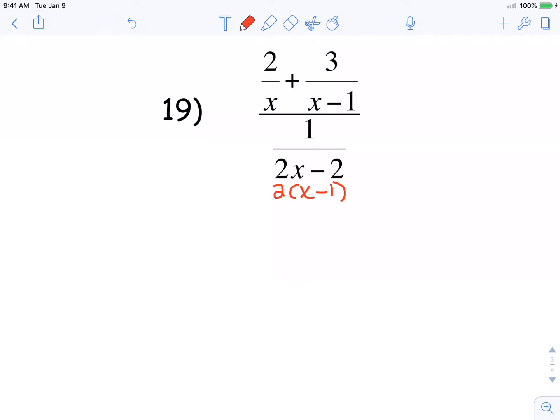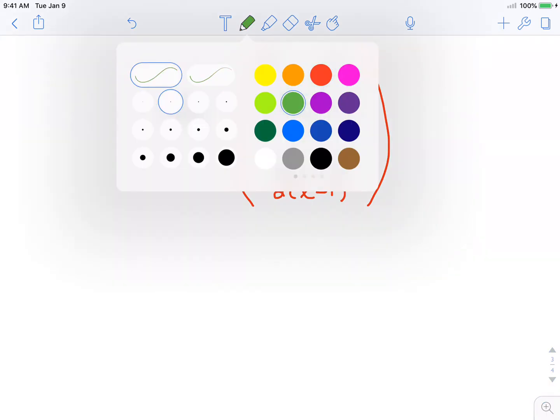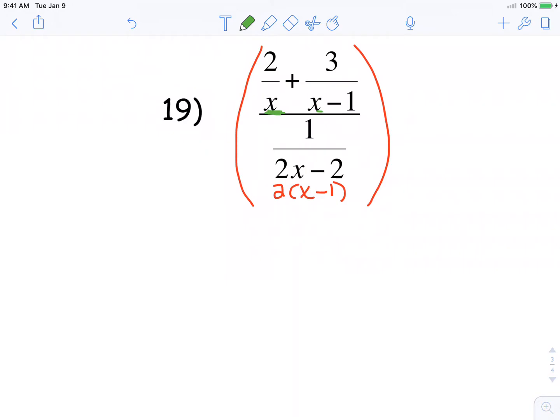So if we take out a 2, we see we have 2 times x minus 1. So this one, I'm going to do thinking about this as a whole fraction, and I want to get the least common denominator of all of it. So if we look at the 3 different denominators, we have an x minus 1, and then we have a 2 with an x minus 1. Jack, what would the least common denominator for the entire fraction be?